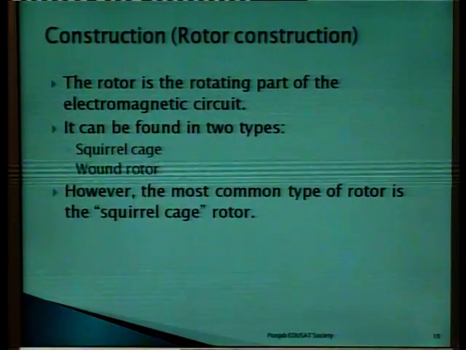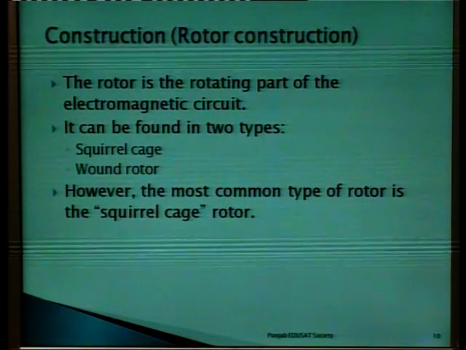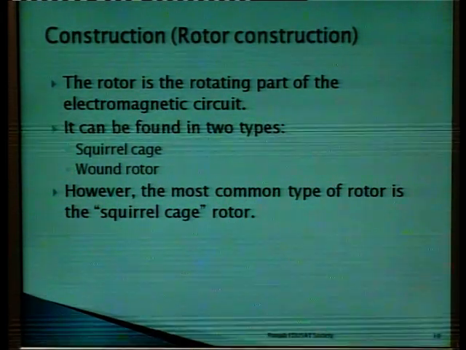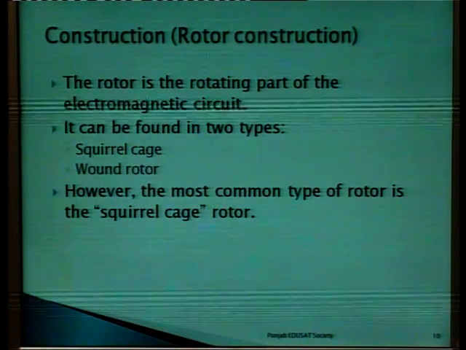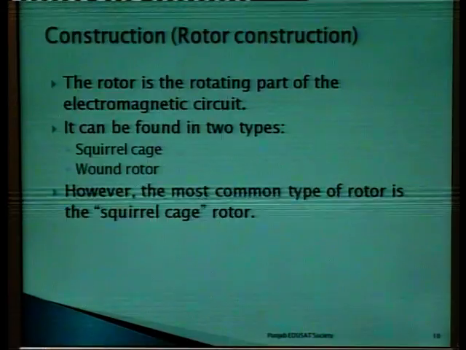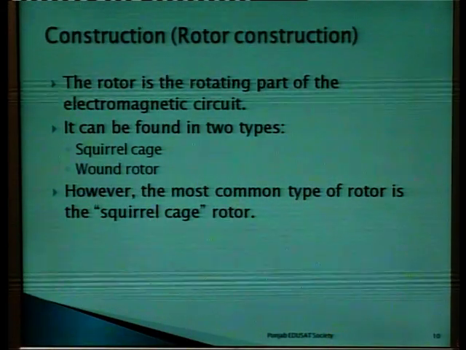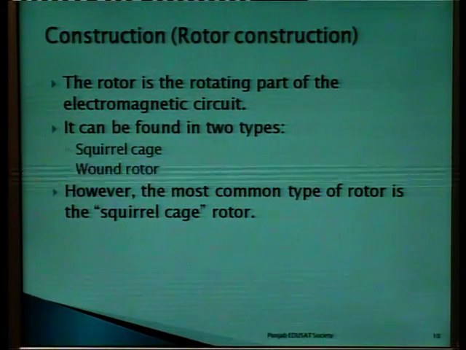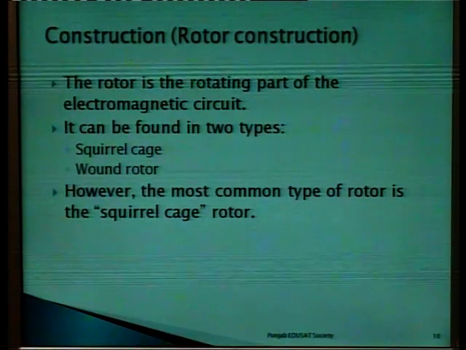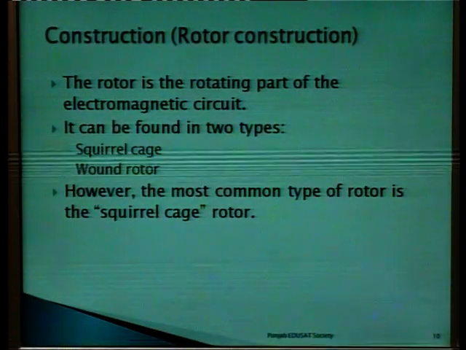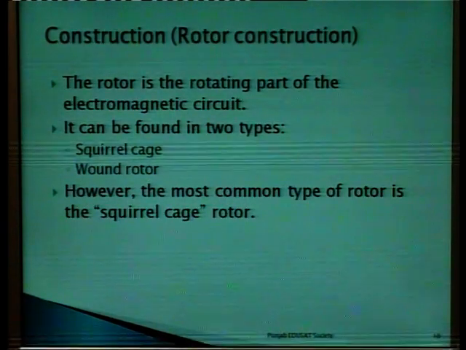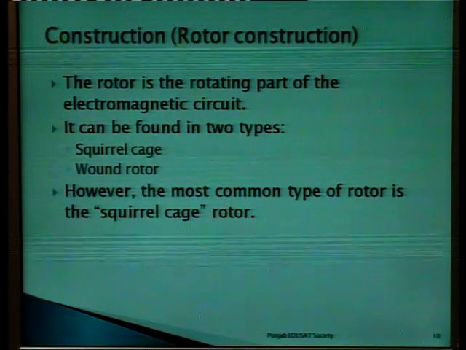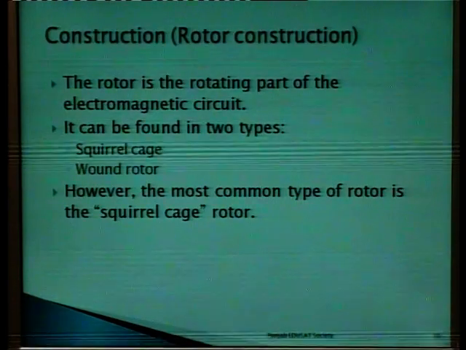Next is the construction. Basic construction of the rotor may be of two types, that is squirrel cage and wound rotor. The rotor is the rotating part of the electromagnetic circuit, or the rotating part of the motor, and the stator is the stationary part of the motor. The rotor may be categorized as squirrel cage and wound rotor. The most common type of rotor is the squirrel cage rotor.